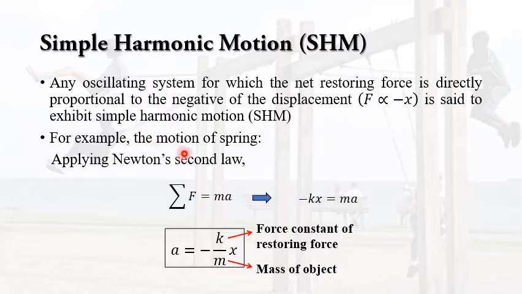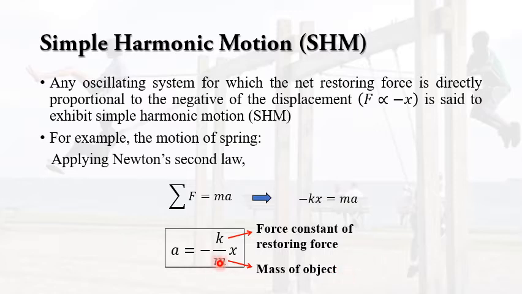So for example, let's look at the motion of a spring. We know that for a spring, the force inside the spring is F equals negative kx. Now, if you apply Newton's second law, where the summation of F equals ma, therefore negative kx equals ma. Rearrange this equation and you're going to get a equals negative k over m times x, where k is the force constant of the restoring force, in this case known as the spring constant, and m is the mass of an object.